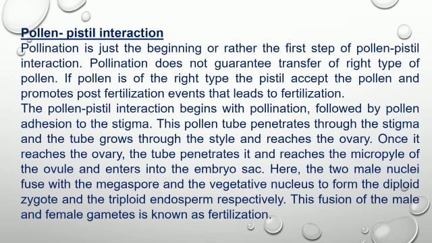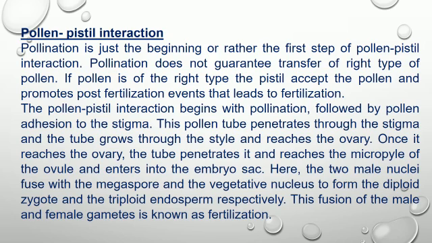Pollen-pistil interaction. Pollination is just the beginning, or rather the first step of pollen-pistil interaction. Pollination does not guarantee transfer of the right type of pollen. If the pollen is of the right type, the pistil accepts the pollen and promotes post-pollination events that lead to fertilization. The pollen-pistil interaction begins with pollination followed by pollen adhesion to the stigma. The pollen tube penetrates through the stigma, and the tube grows through the style and reaches the ovary.